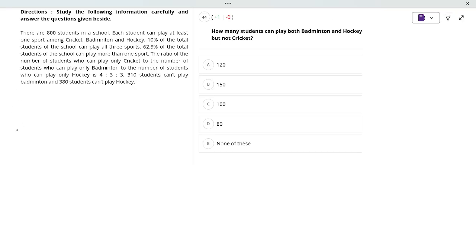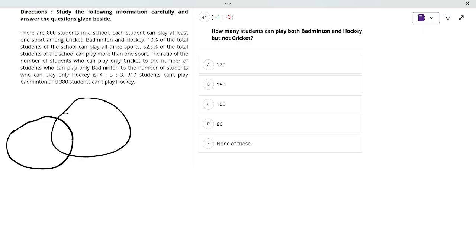So don't be surprised if these questions come in our upcoming exams, state level exams, or in central exams. It's very common.